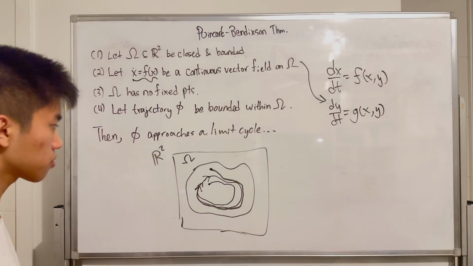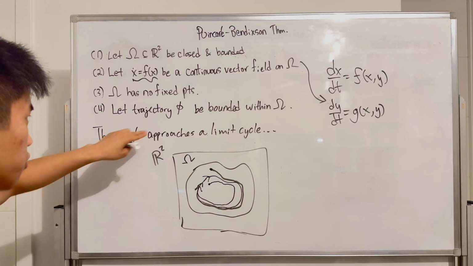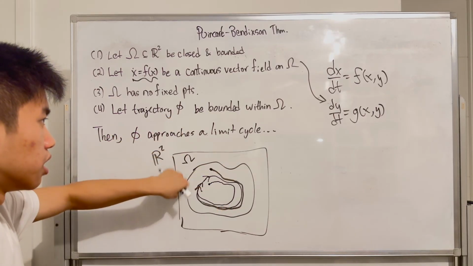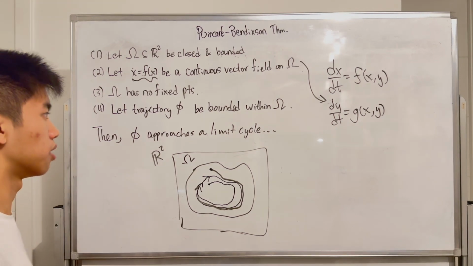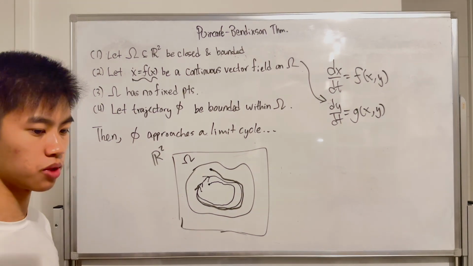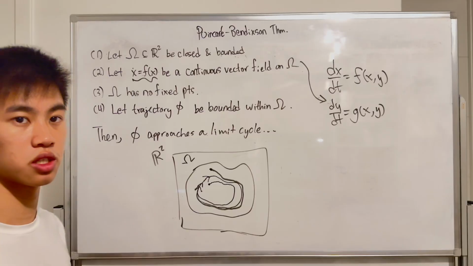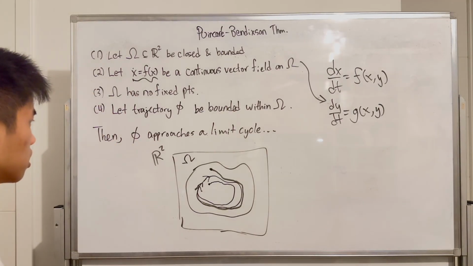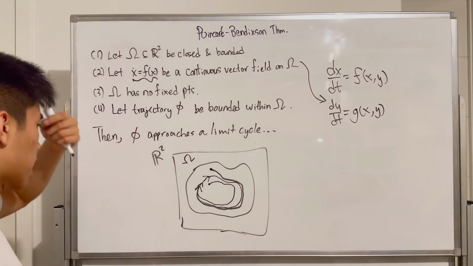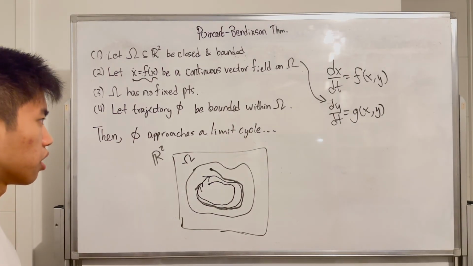And so basically, if you have any trajectory that's bounded within this omega, it must approach some limit cycle. It doesn't tell you which limit cycle, there could be infinitely many, but it says that it must approach some limit cycle. Okay, so how is that exactly useful? Well, I'll explain.